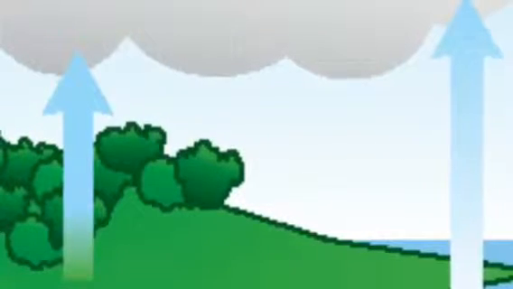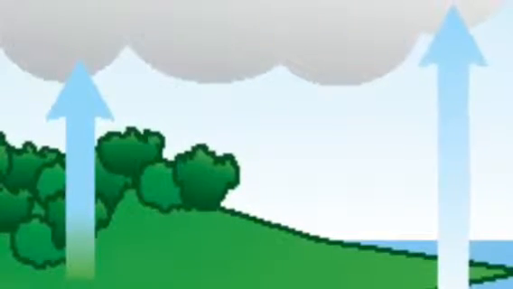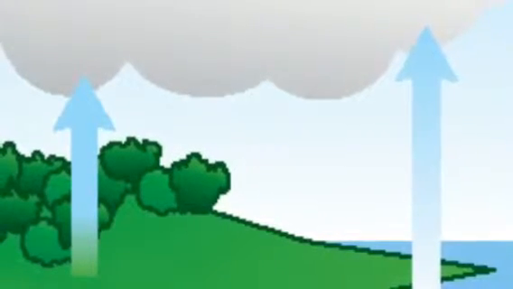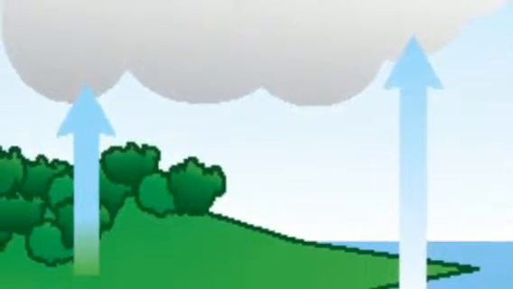Evaporation is when the sun heats up water in rivers or lakes or the ocean and turns water into water vapor or steam. The water vapor or steam leaves the river, lake, or ocean and goes into the air. That's evaporation. Condensation is when water vapor in the air gets cold and changes back into liquid, forming clouds.